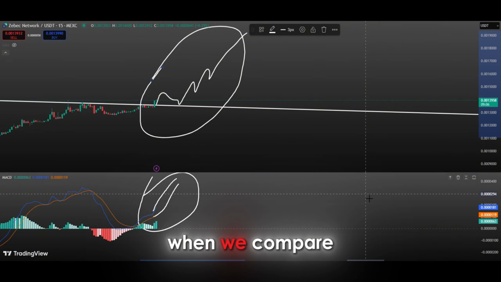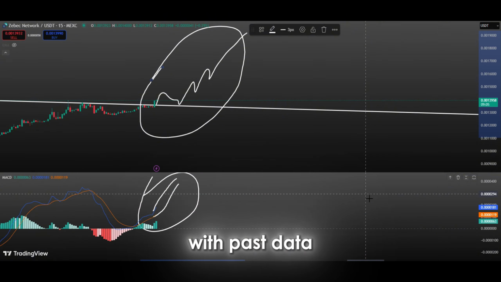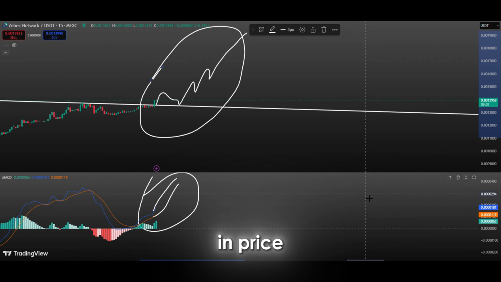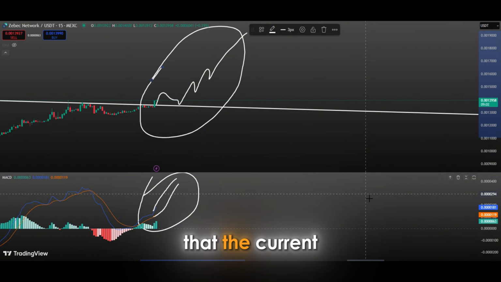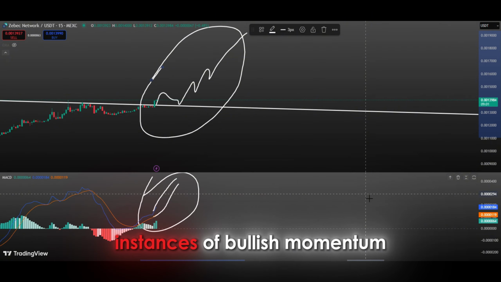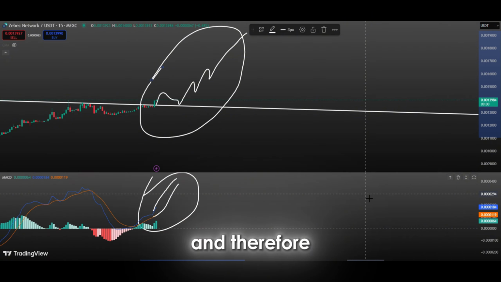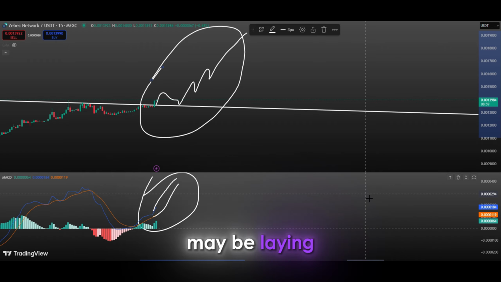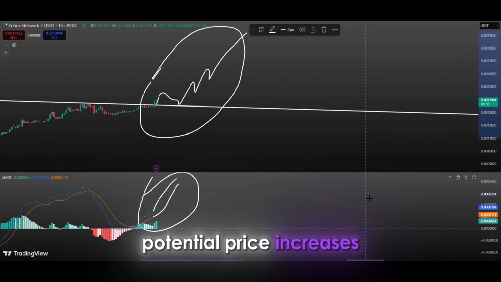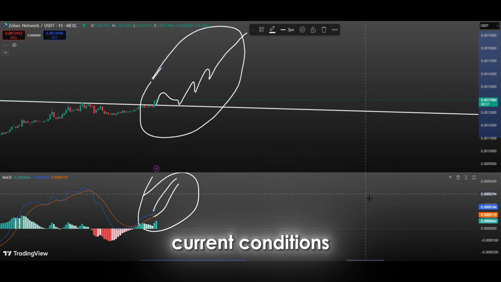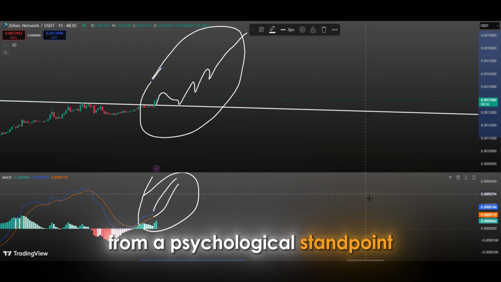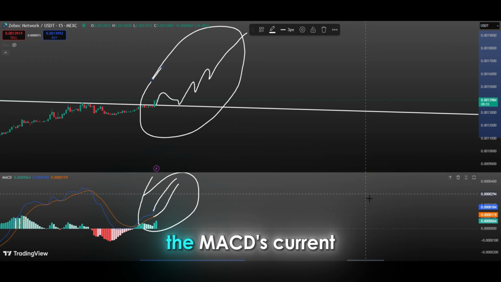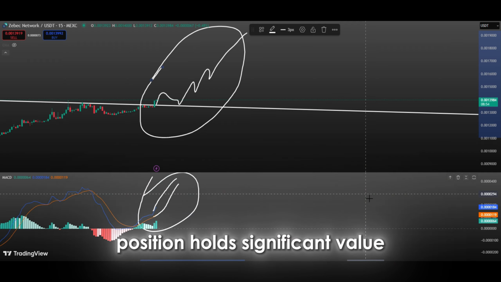Additionally, when we compare current MACD movements with past data, we can observe that similar patterns were followed by strong upward breakouts in price. This suggests that the current setup closely resembles previous instances of bullish momentum, and therefore, the MACD lines trending upward above the zero level may be laying the groundwork for future potential price increases, not just reflecting current conditions. From a psychological standpoint, the MACD's current position holds significant value.